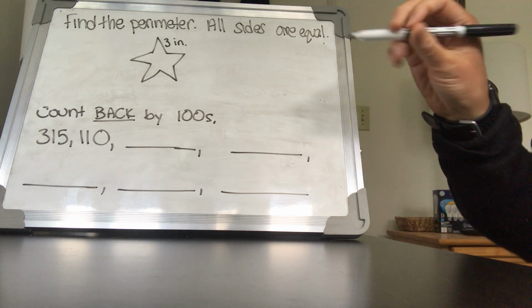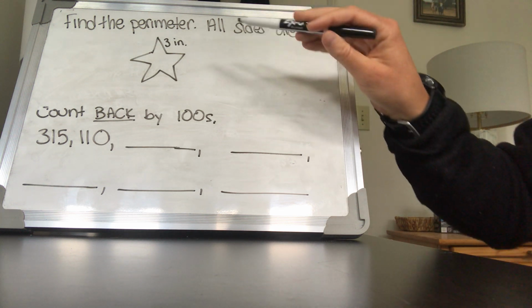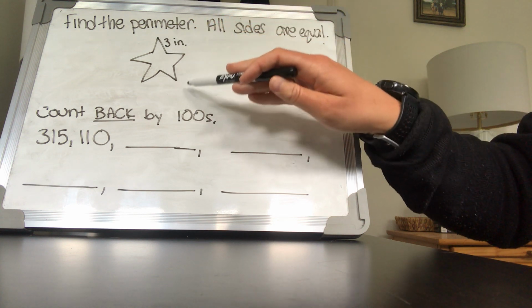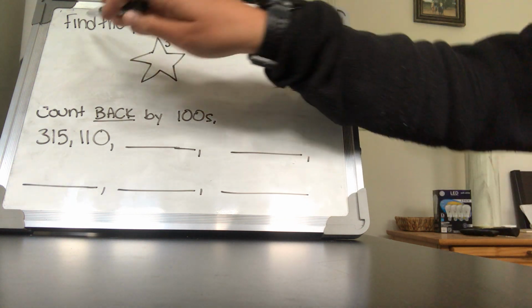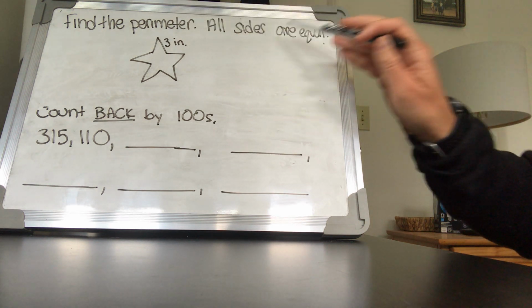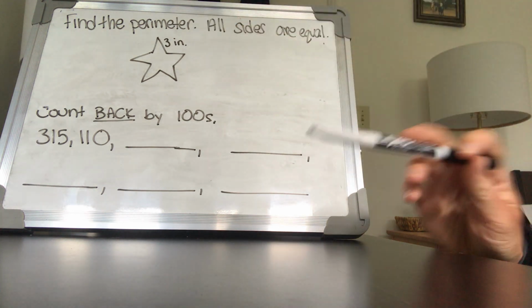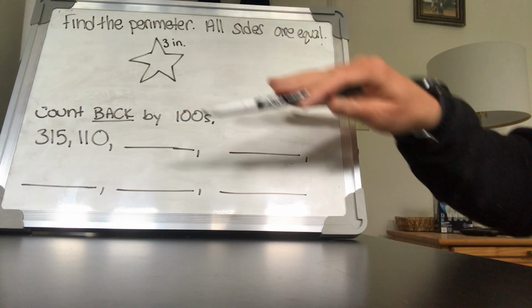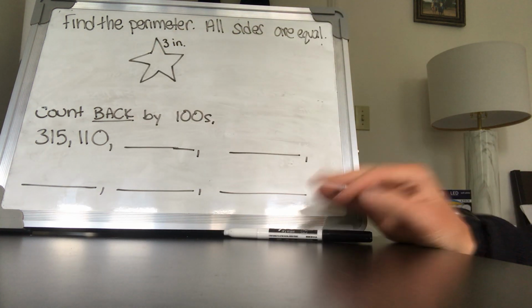Now, before you begin, make sure you remember that perimeter means the distance around. So you're going to need to measure all of the different sides of this star. It says find the perimeter. All sides are equal. I see one side is already labeled, so go ahead and solve that problem. Don't worry about this one yet. Start solving this problem. I'll give you about 1 minute to solve.